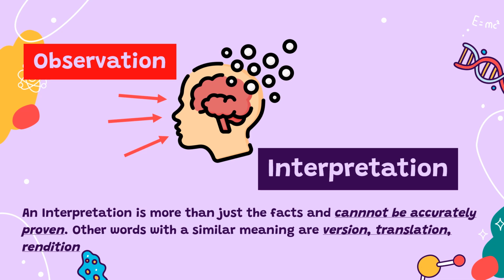So if we're looking back at our scientific method, we're obviously using observation a lot in the observation step. We're using observation to collect data. But interpretation, that's what we start to use when we're analyzing data and when we're understanding or forming a conclusion.